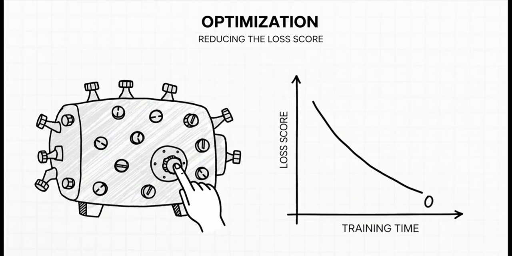And this is the key. This is the whole point. That entire, hugely expensive, multi-million-dollar training process, it all boils down to one simple goal: adjust the model's billions of internal settings over and over and over again to make that one loss score number as tiny as possible. That's it. That's the game.